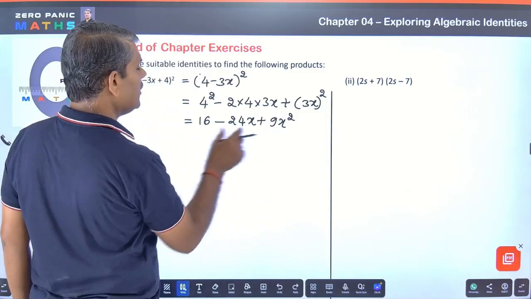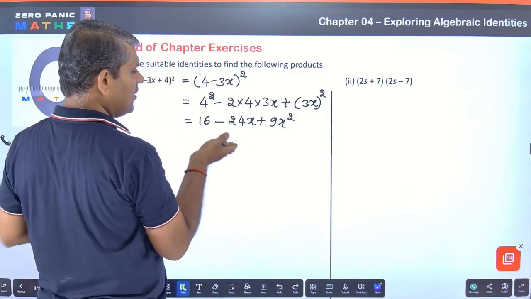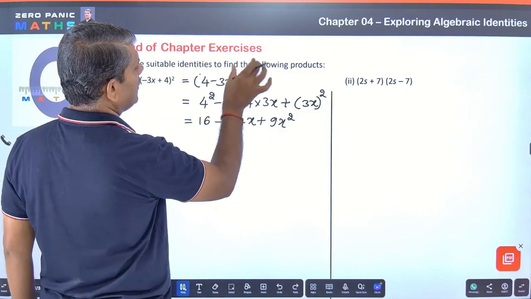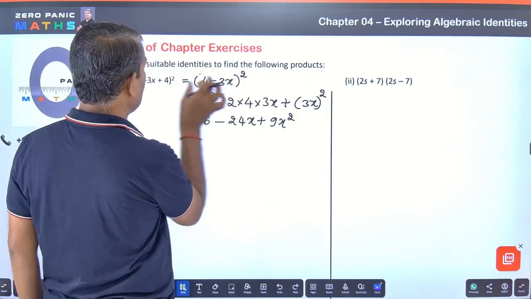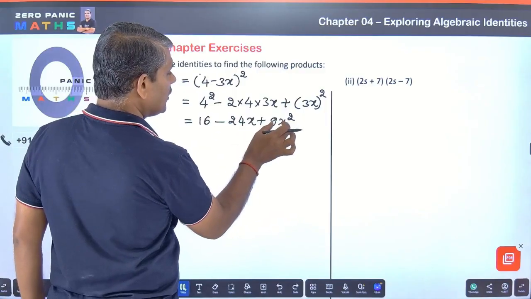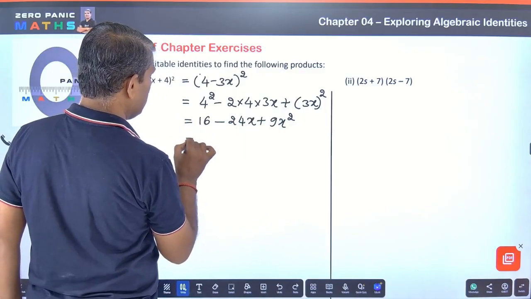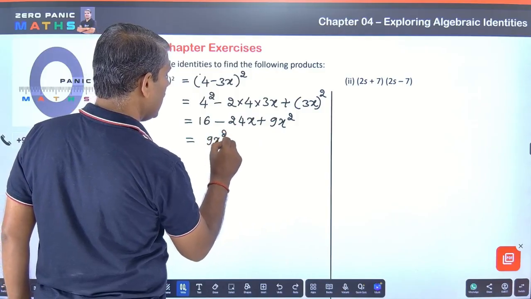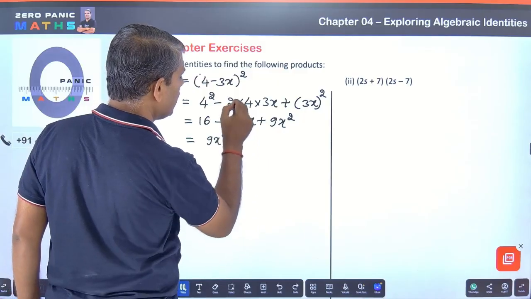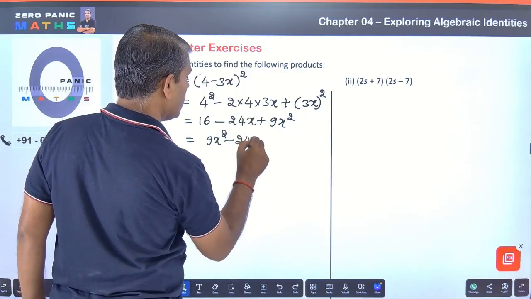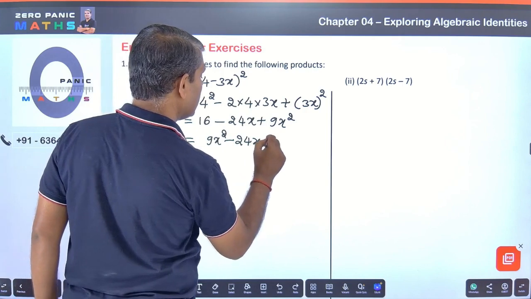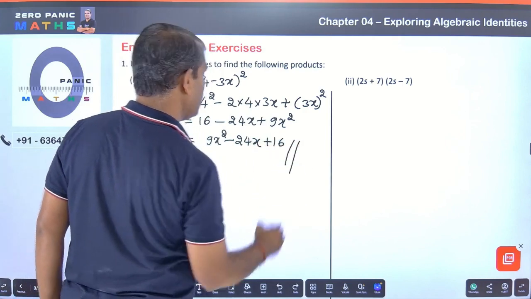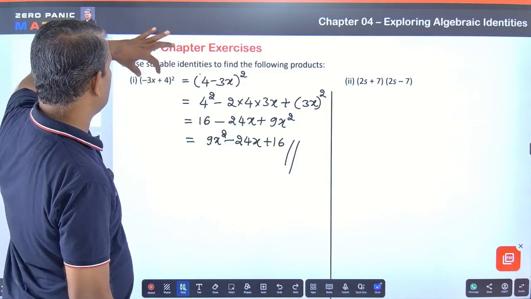So you can keep this as the expanded version or the product of this. But you can write the x square term at the beginning, that is 9x square, and keep the middle term as 24x, and then finally write 16. So this can also be the expanded version of this.